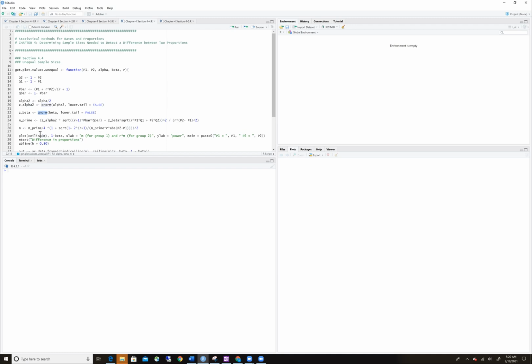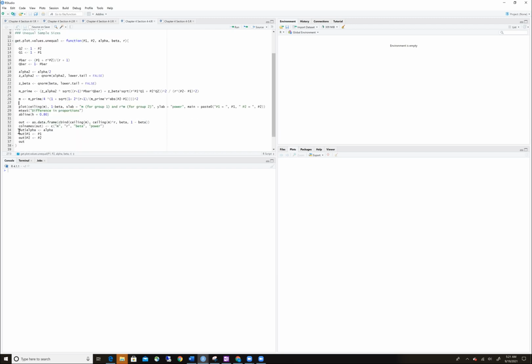From there, we'd like to plot the value of M. And remember that M is going to be the number of people in group 1, and R times M is going to be the number of people for group 2. We're going to also plot the power. And remember, we're looking at the difference of proportions in this case.